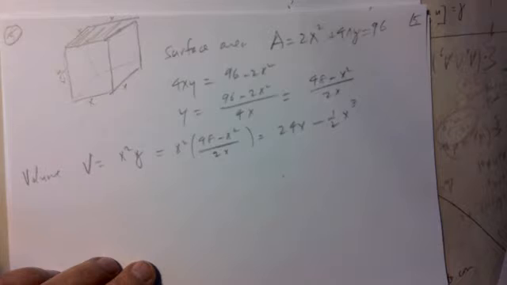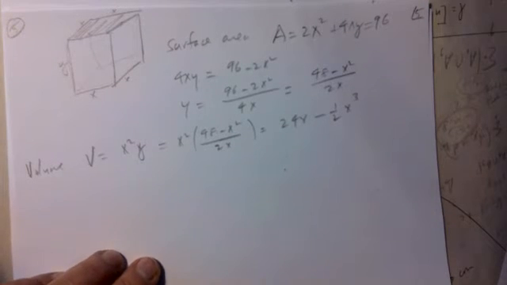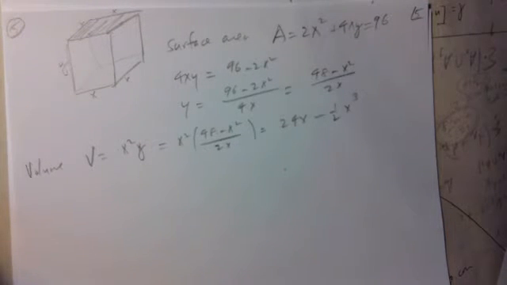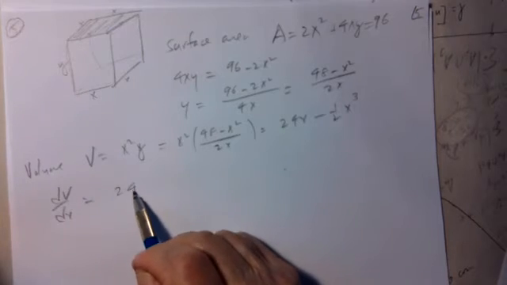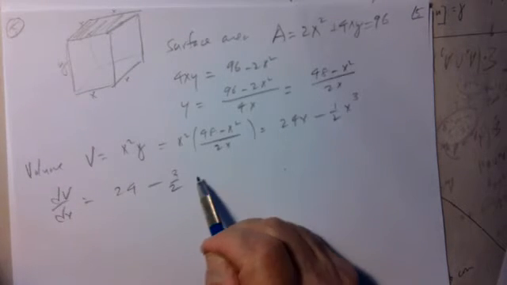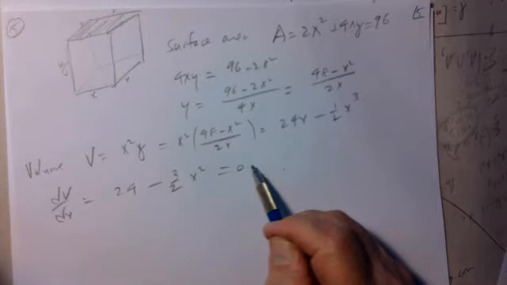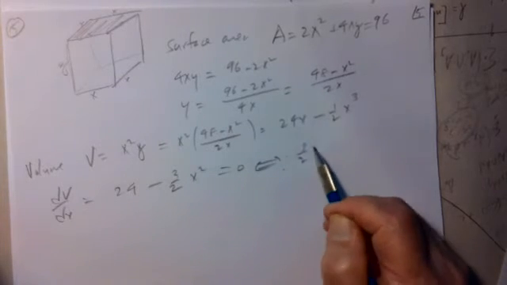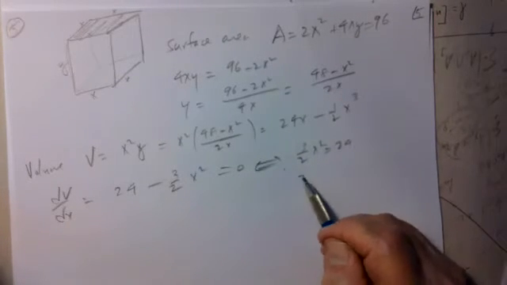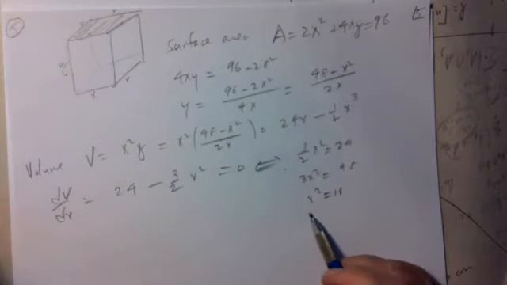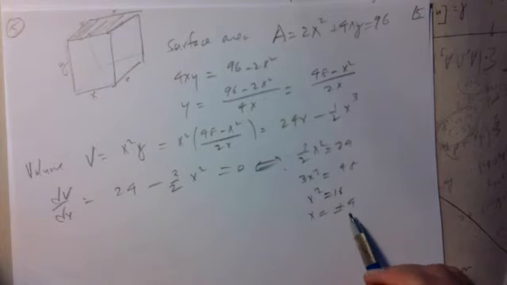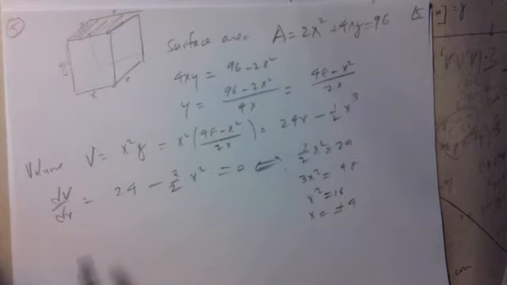So this is the volume, and we want to find the dimensions of the solid that give us the maximum volume. So dV/dx, if you differentiate it, is 24 minus 3/2 x squared. That's equal to 0 when 3/2 x squared equals 24, or 3x squared equals 48, or x squared equals 16, or x equals plus or minus 4. But a negative dimension makes no sense. So x is going to be equal to 4.